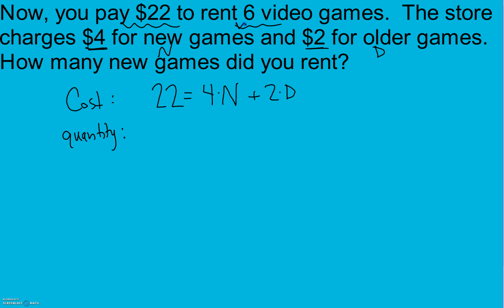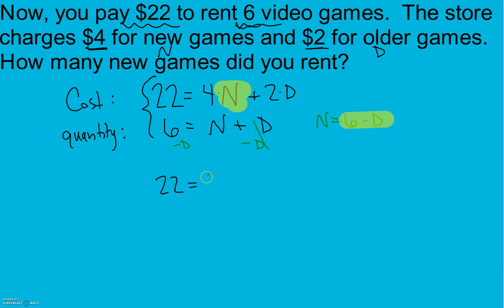Our quantity equation says that we have 6 total video games. Some of them are new, some of them are old. We want to know how many new games did we rent. Again, just like with the last one, it doesn't matter which variable we solve here, n or d, because both are going to give us fairly easy equations to work with. Now that I know what n is, I can substitute that in for n in the other equation. The equation stays exactly as it's written, except for when we substitute in the n value.